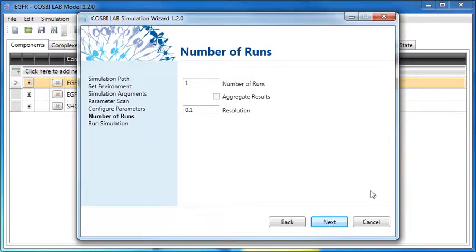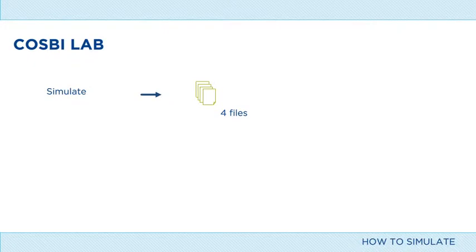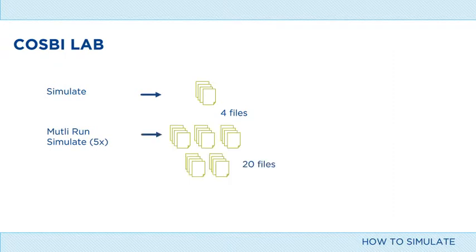Next, let's define a multi-run simulation. In number of runs, you enter how often a simulation with the same parameter set should be repeated. Multi-run simulations allow you to calculate an average behavior of a model. Each simulation produces 4 output files, so performing 5 runs for a model results in 5 runs times 4 output files, or 20 output files.